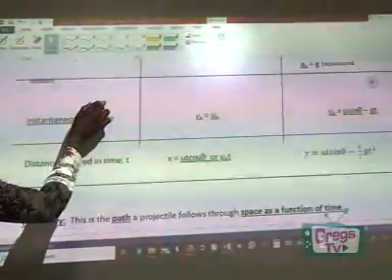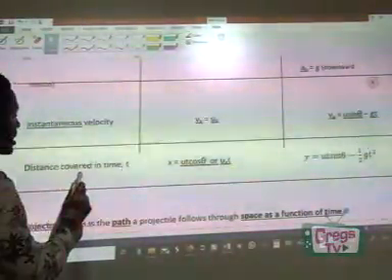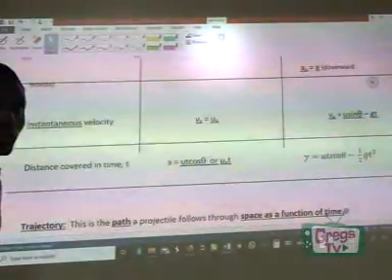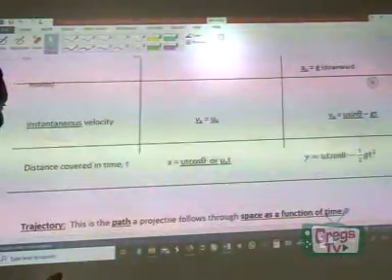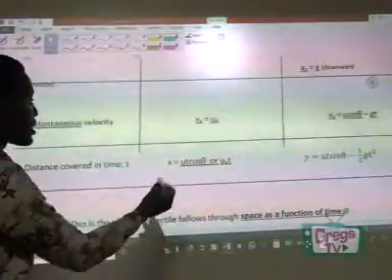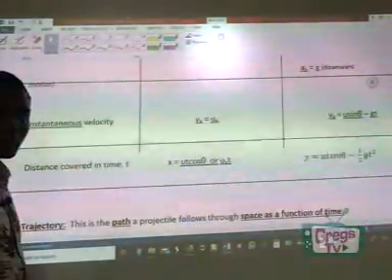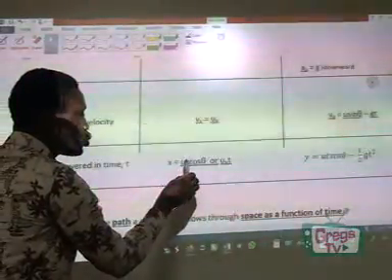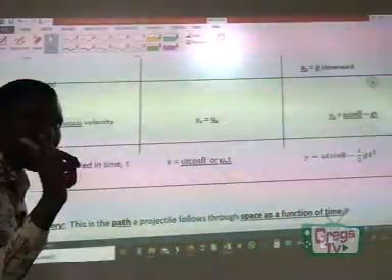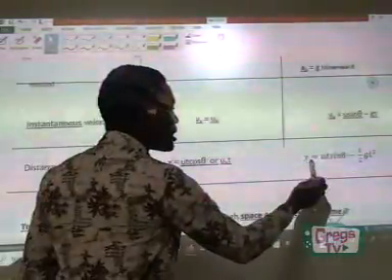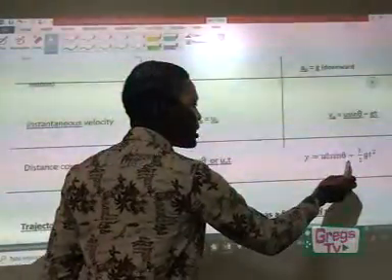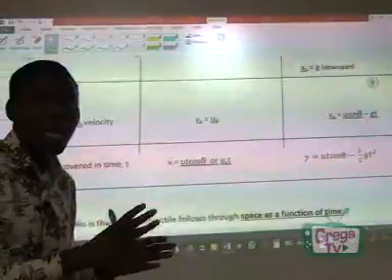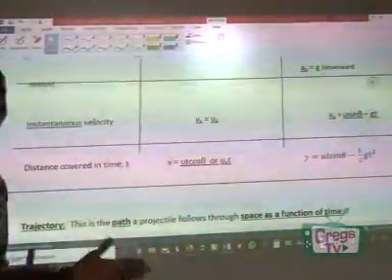Now, the last but not the least will be the distance covered in time t. You may want to put that as the instantaneous distance. Under the horizontal component, we call it range. It's just ut cos theta. But under the vertical component, it is y equals ut sin theta minus half gt squared. You will see how I'm going to be applying all these formulas to solve some questions.